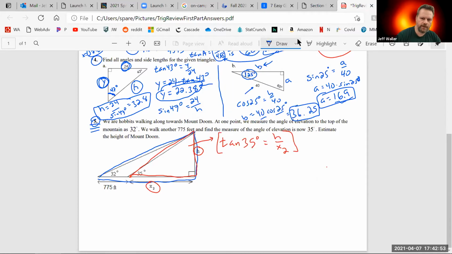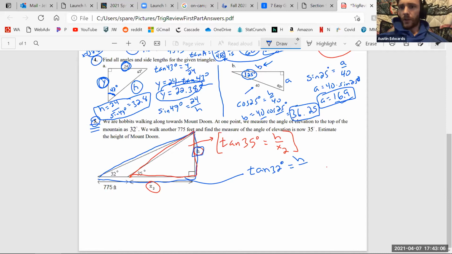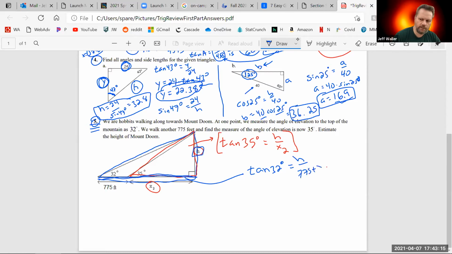So what can I write about the blue triangle, the big triangle? This would be the same idea. It'd be tangent of 32 is the y side, but what goes on the bottom now? 775 plus x sub 2. This entire side, which is 7075 plus x2. Let's just call this x.